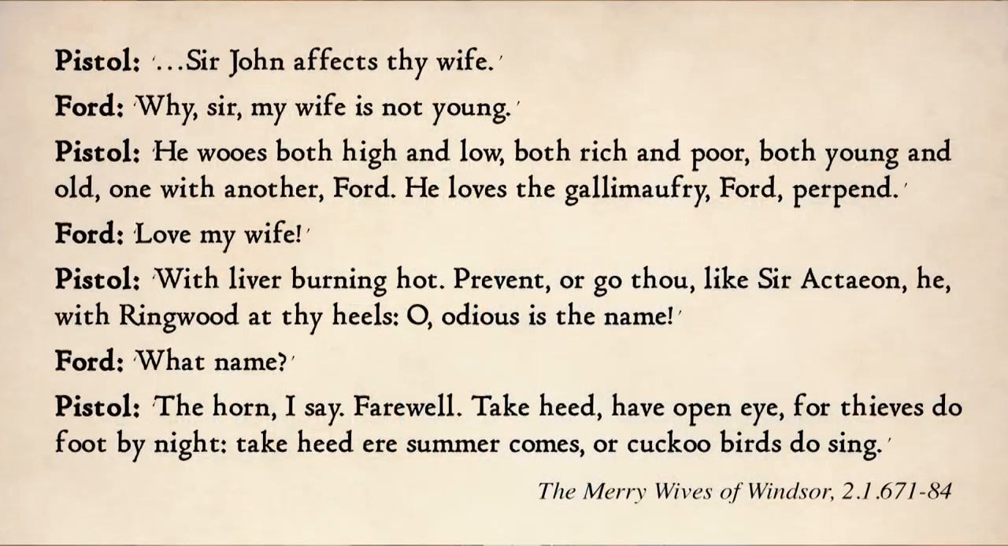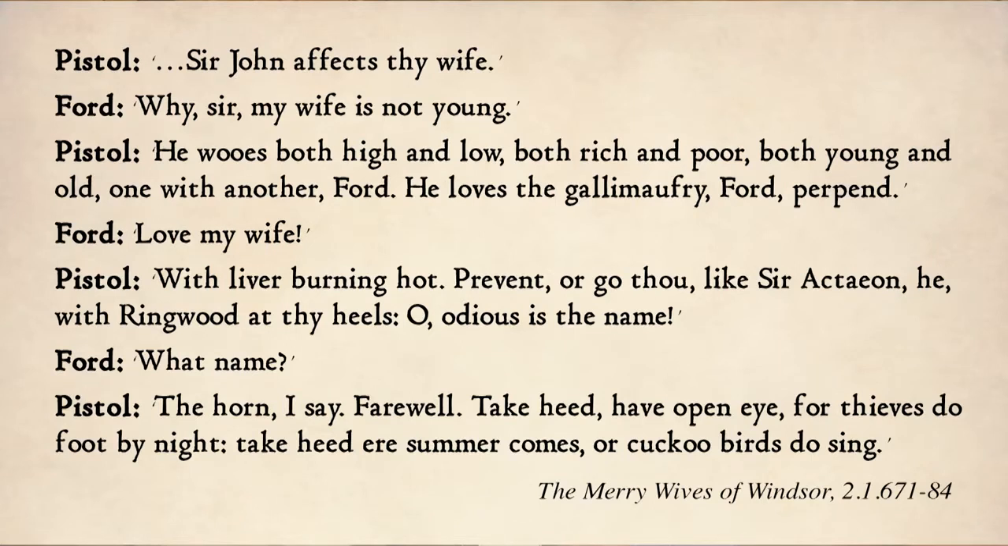Sir John Falstaff is in love with both Mistress Page and Mistress Ford. Well, I say in love, it may be more in lust. He knows what he wants to do with them. The character called Pistol warns Master Ford, Mistress Ford's husband, about Falstaff. "Sir John affects thy wife," he says.